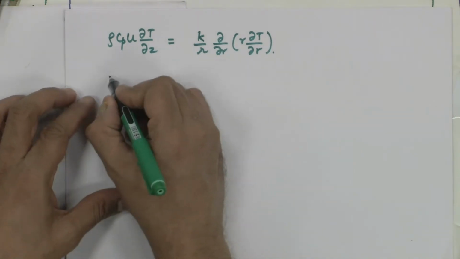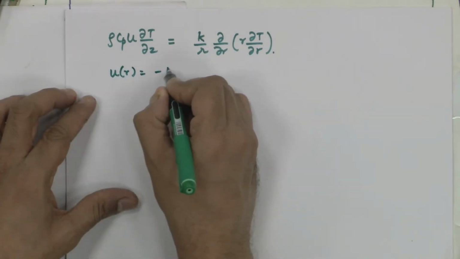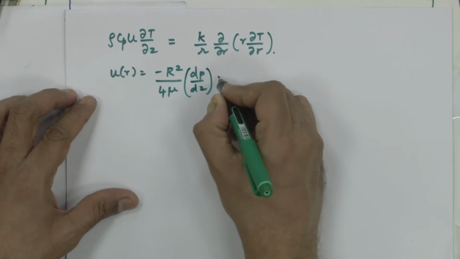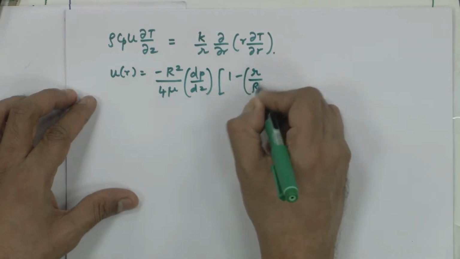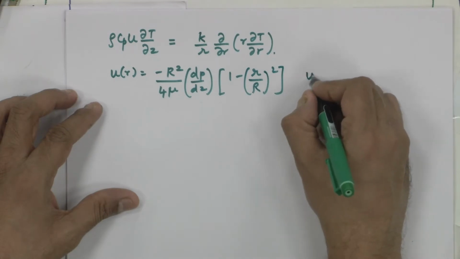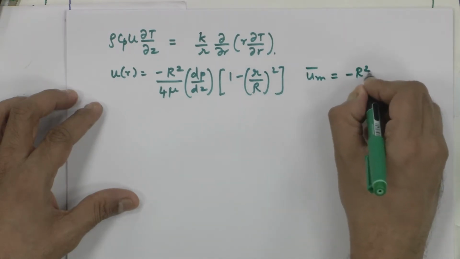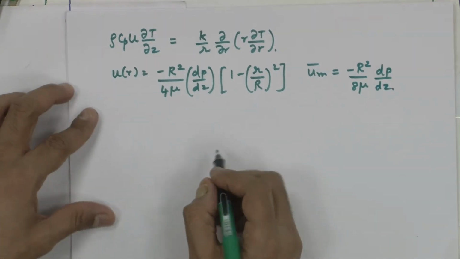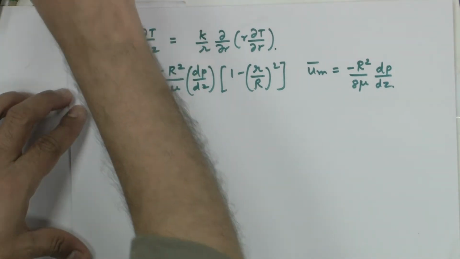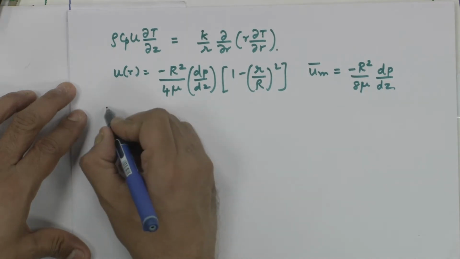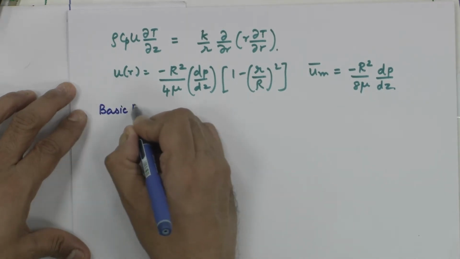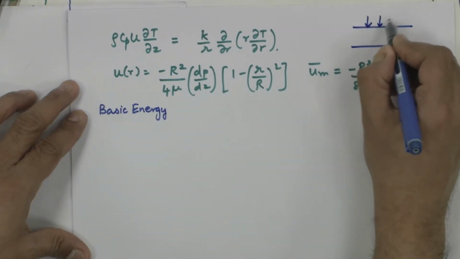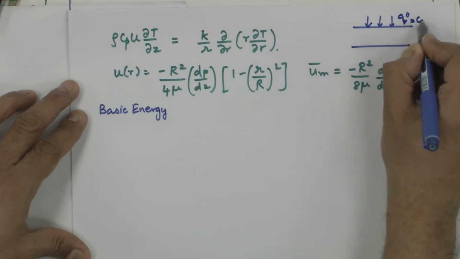Okay. We also have u of r is equal to minus R squared by 4 mu dp by dz, 1 minus r by capital R whole squared. We had u bulk mean, which was derived as minus R squared by 8 mu dp by dz, correct. So, we had also shown, I hope you remember, from basic energy balance for the constant wall heat flux condition. Remember, we are talking about constant wall heat flux condition, q_w equal to constant.